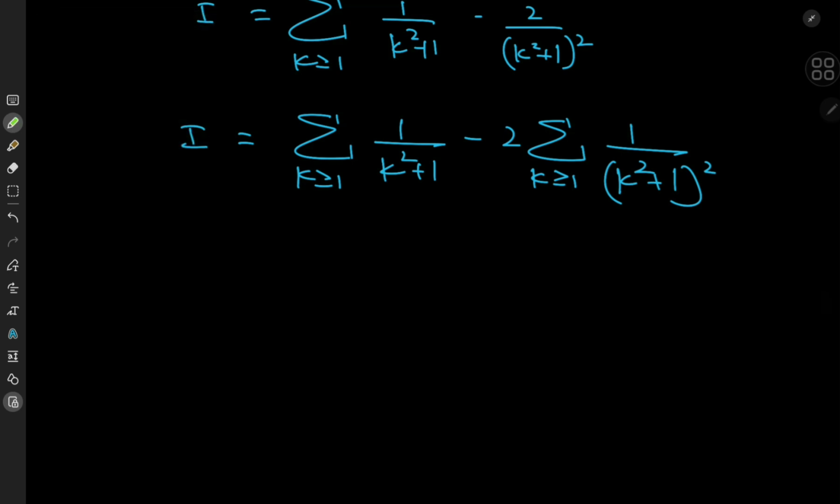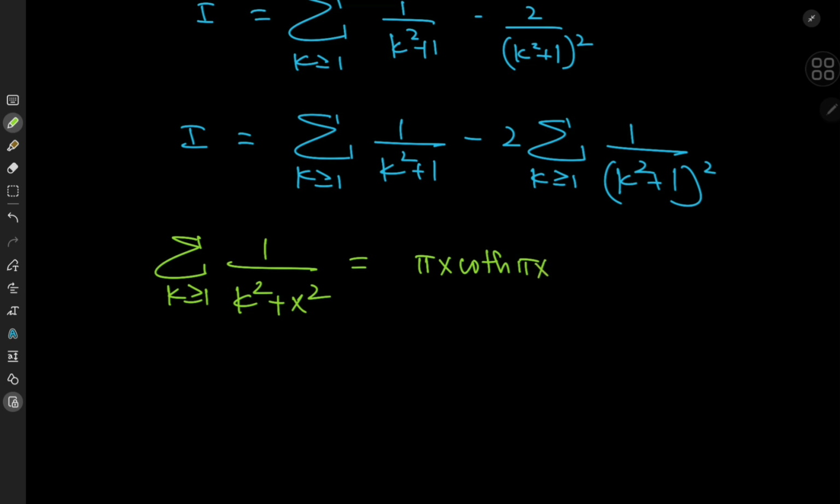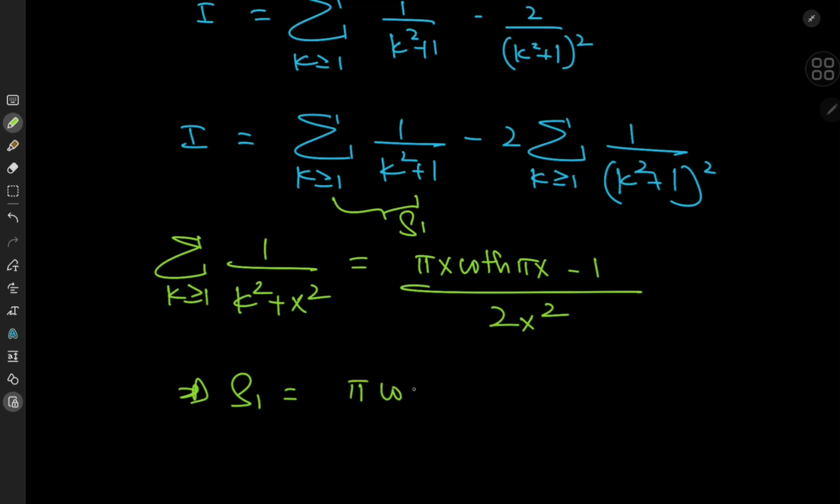Well, I made a video a few days ago where I evaluated the sum over k of 1 by k squared plus x squared using residues, link in the description below. And this infinite series sorted out to pi times x times the hyperbolic cotangent of pi x minus 1 divided by 2x squared. So for the first series, I'll call this s sub 1, I just need to plug in x equal to 1, meaning that s sub 1 would be pi times hyperbolic cotangent of pi minus 1 divided by 2.